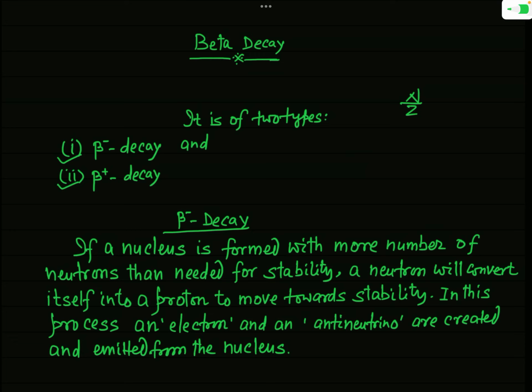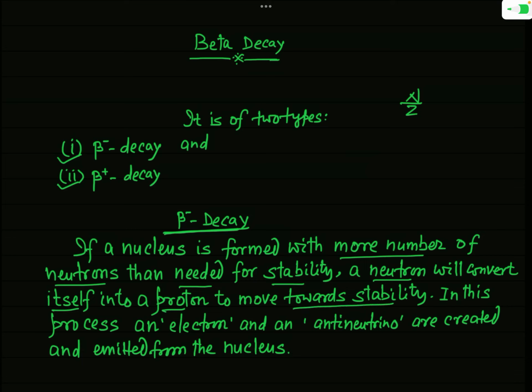We will actually discuss these two processes separately. First of all, we will see the concept of beta minus decay. In fact, when you say beta minus, that simply means electron. Electron is called beta minus. So, as I have told you just now, if a nucleus is formed with more neutrons than needed for stability, then a neutron will convert itself into a proton and move towards stability.